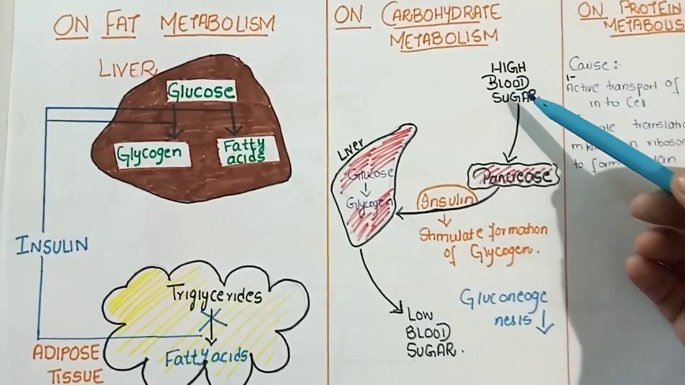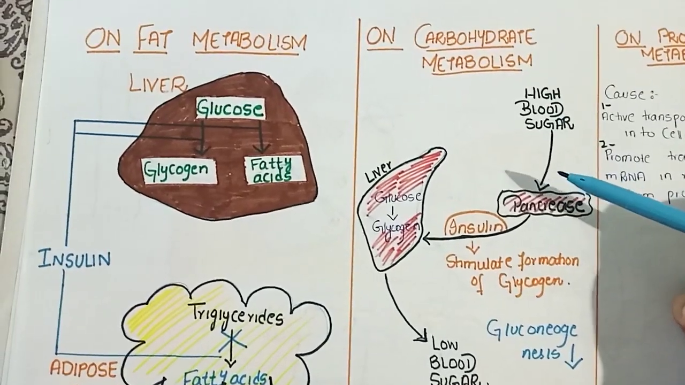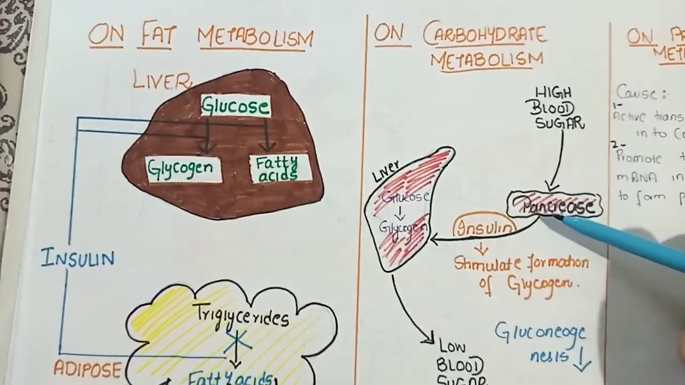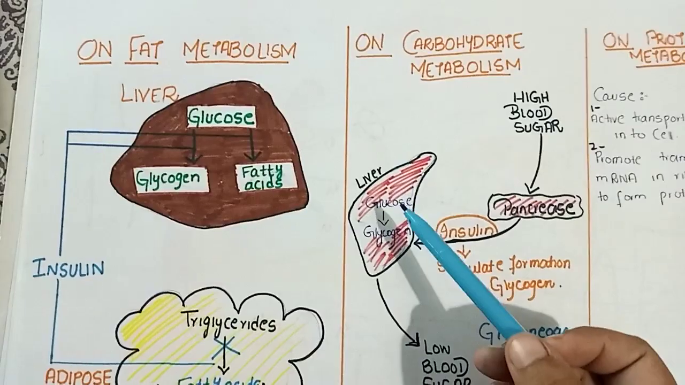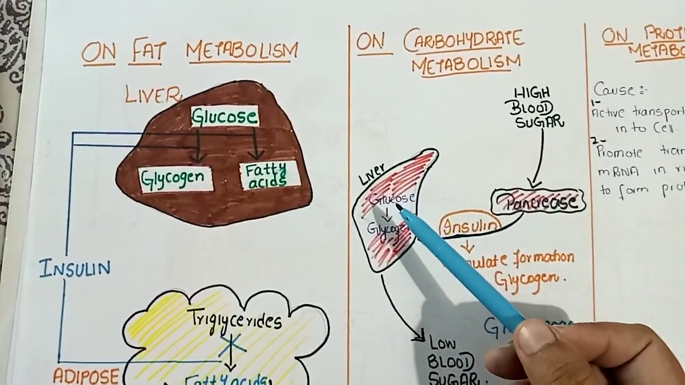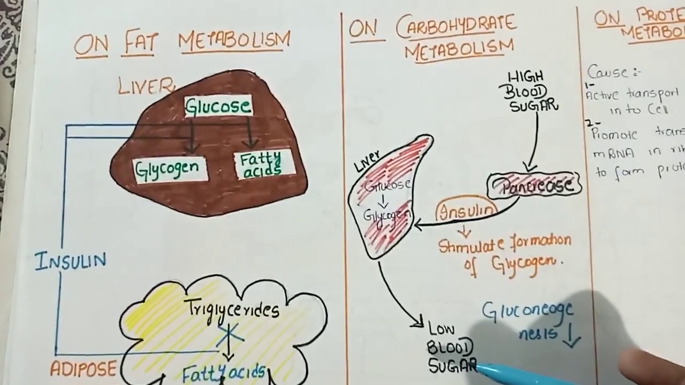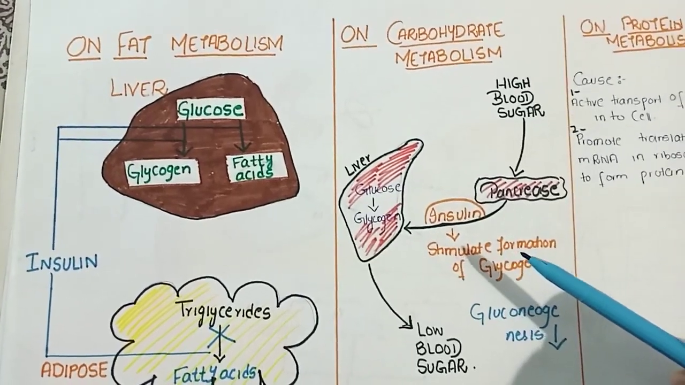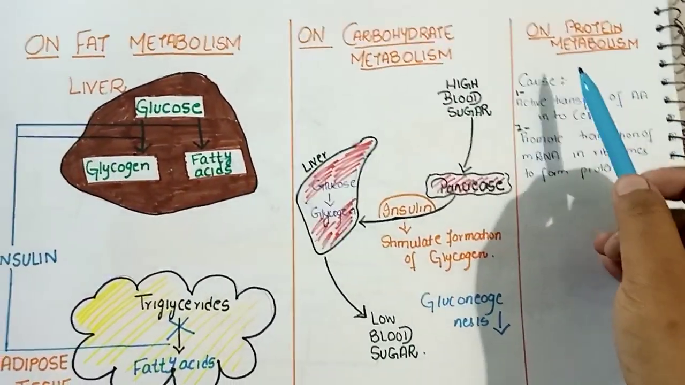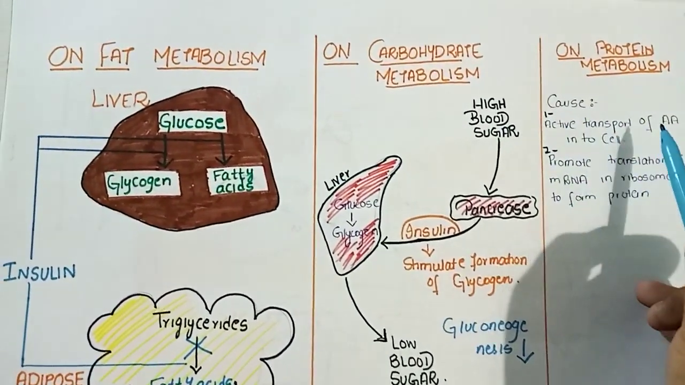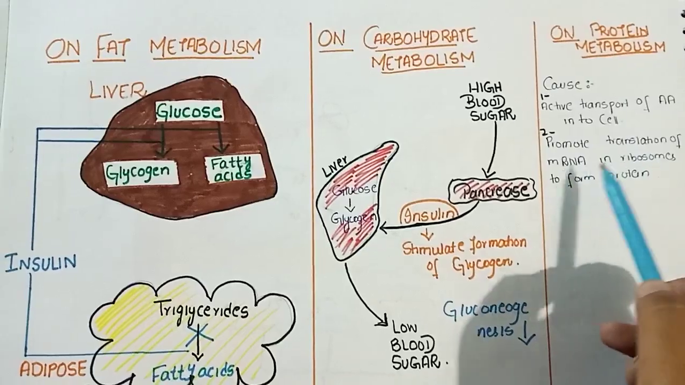In carbohydrate metabolism, when there is a high blood sugar level, meaning the condition of hyperglycemia, it will stimulate the pancreas to secrete insulin, which stimulates the formation of glycogen. And within the liver, this insulin will convert the glucose to glycogen, and this effect will cause hypoglycemia, and as a result of the action of insulin, the rate of gluconeogenesis within the liver will also decrease. And on protein metabolism, it causes the active transport of amino acids into the cell, and promotes the translation of messenger RNA in ribosomes to form protein.